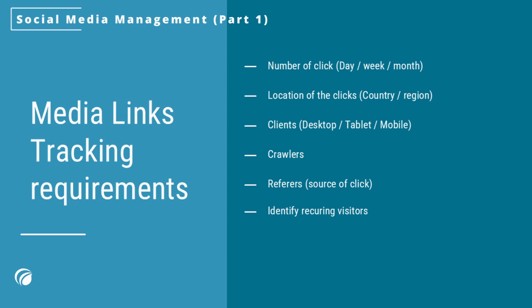So, as a pro, what would I like to track? I'd like to track the number of clicks per URL, per hour, per day, per week, per month. The location of where the clicks are coming from, like country, provider, region. Whether the client is using more a desktop or a tablet or a mobile phone. If crawlers are also hitting URLs or not. What are the sources from where those clicks are coming from, like YouTube or Instagram, etc. And trying to identify recurring visitors is also a nice feature.